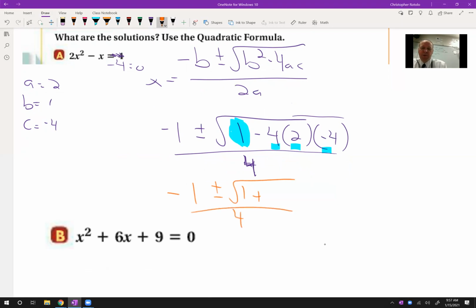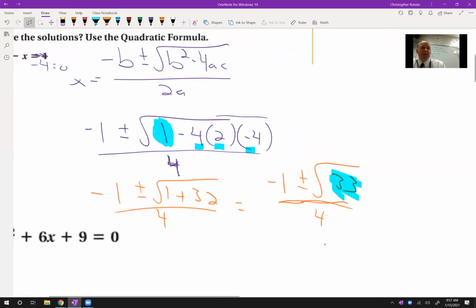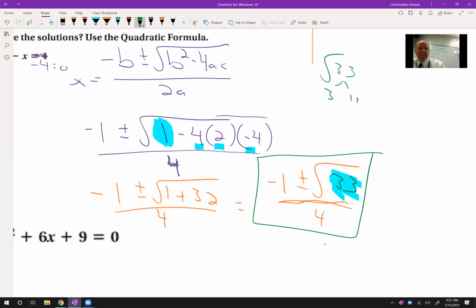So 4 times 4 is 16, times 2 is 32. So I have -1 plus or minus the square root of 33 over 4. All right, and this is where things get a little bit crazy. Can you break down the square root of 33 like we did about a month ago? Square root of 33 is what, 3 and 11, no pairs out of it. That means this is my answer.